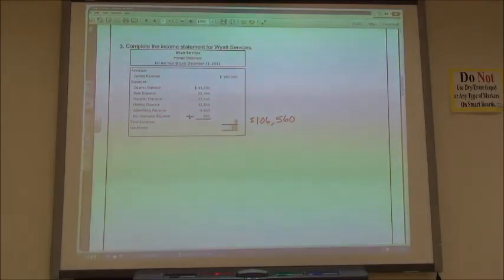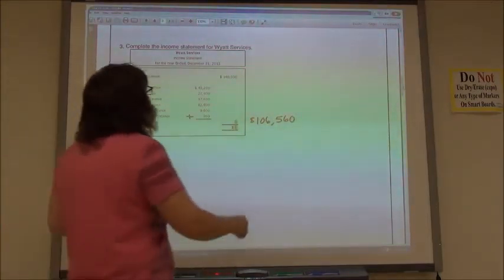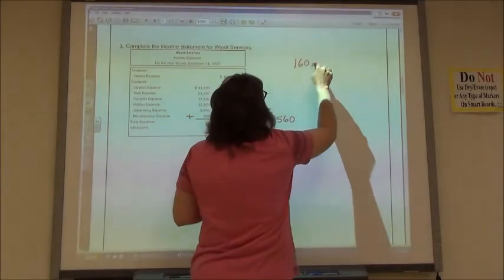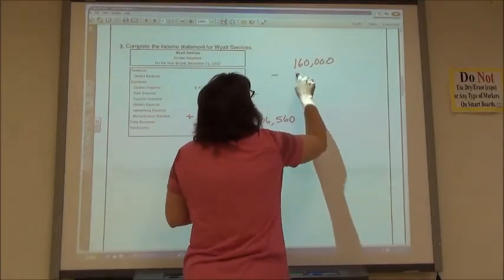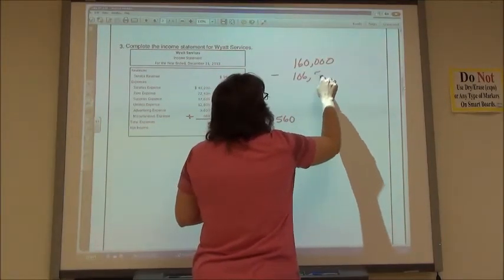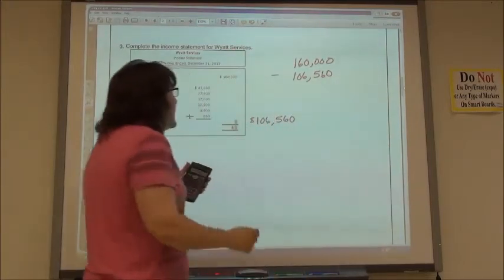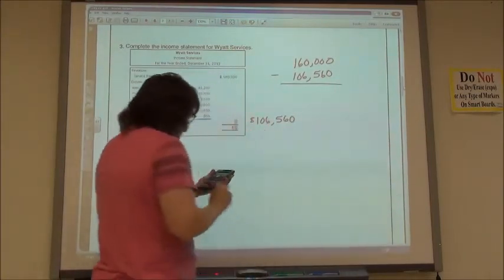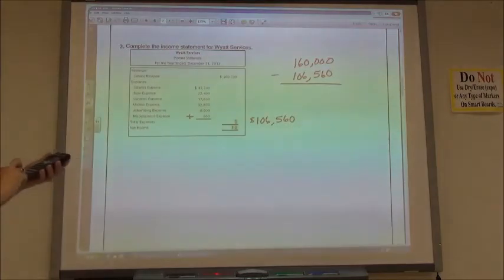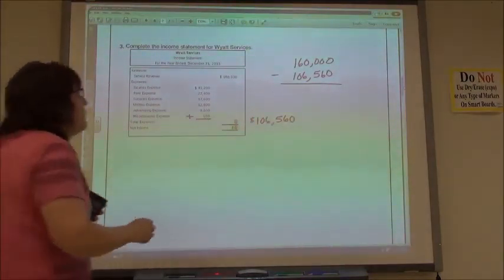And then again, we want to find our net income, and so we're going to take our service revenue of $160,000. We're going to subtract off our expenses of $106,560. And so if I subtract, we get $53,440.